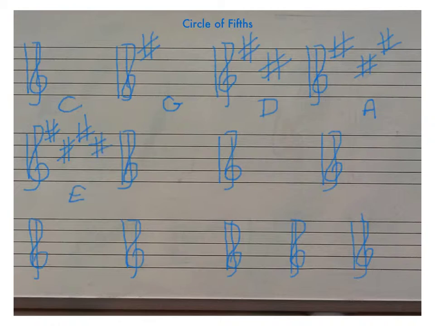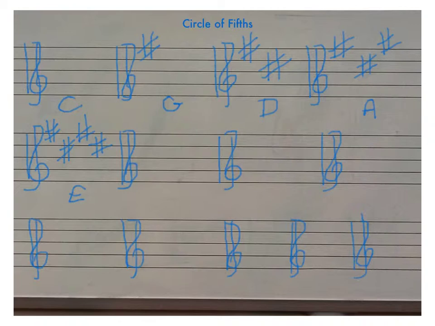Now let's stop for a moment and examine what we see. We see the pattern of adding a sharp each time we move from one key to the next. Let's look at the relationship between those keys. C major has no flats or sharps. G major has one sharp. The relationship intervallically between C and G is a perfect fifth.